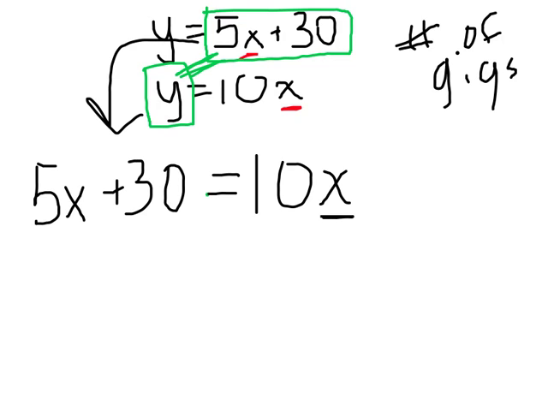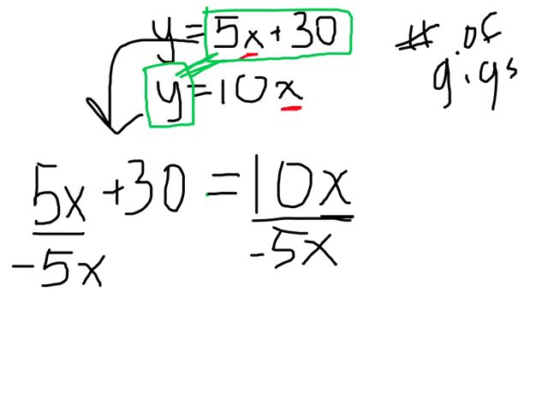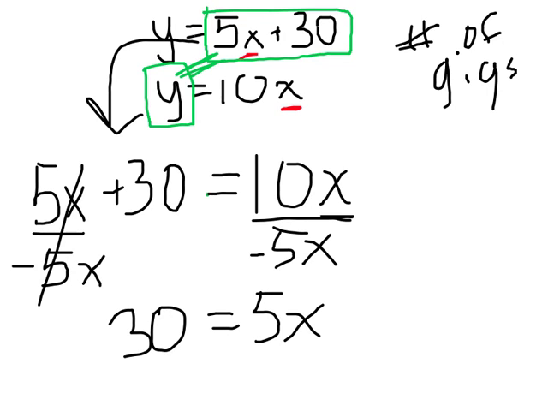I need to get my x's together. Do I want to move my 5x or my 10x? My 5x. This cancels out. We're left with 30 equals 5x. What do I do now? Divide by 5. Divide by 5. You're left with 6 equals x.